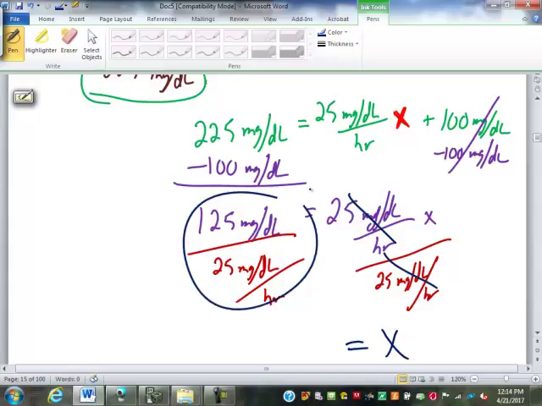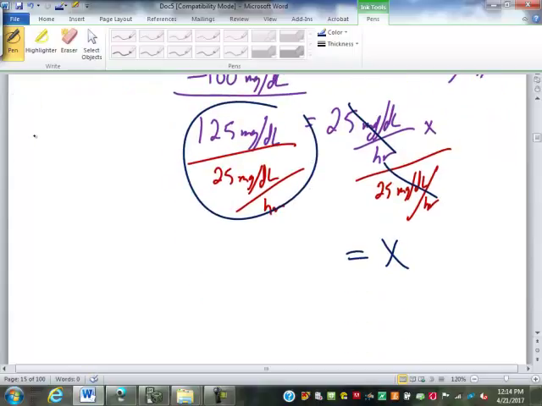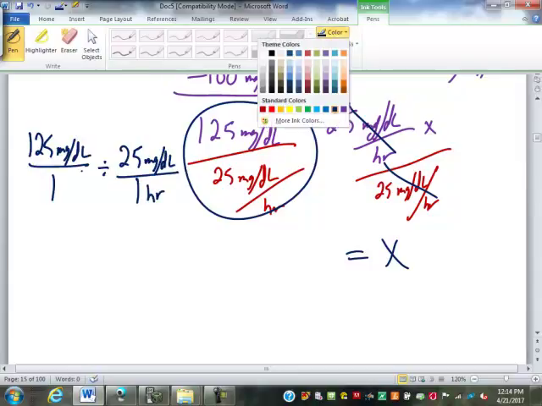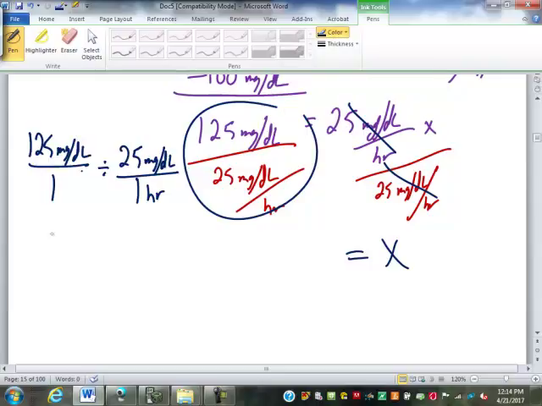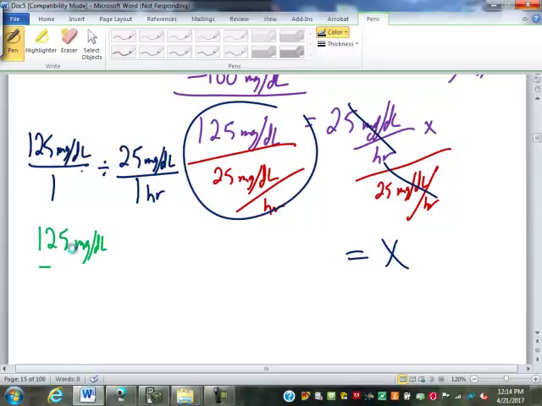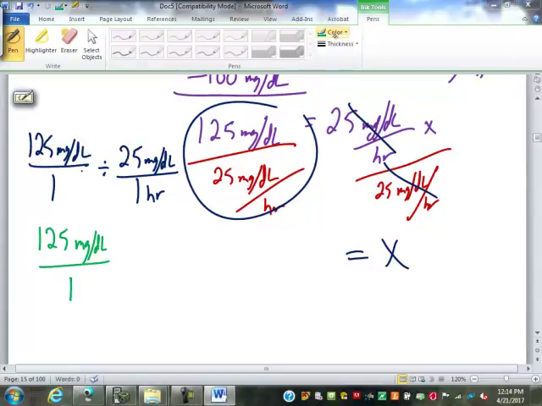This side's going to be a little trickier to do the math. So let's write that out as fractions. So I have 125 milligrams per deciliter, and I'm going to put that over 1, divided by 25 milligrams per deciliter per hour. So I'm going to put that over 1 hour. And again, when we divide, the first fraction doesn't change. So that's going to stay 125 milligrams per deciliter over 1. But then we multiply by the reciprocal. So we're going to multiply by 1 hour over 25 milligrams per deciliter.